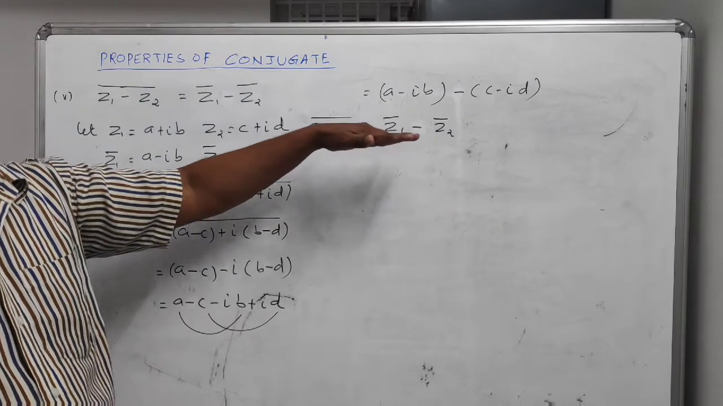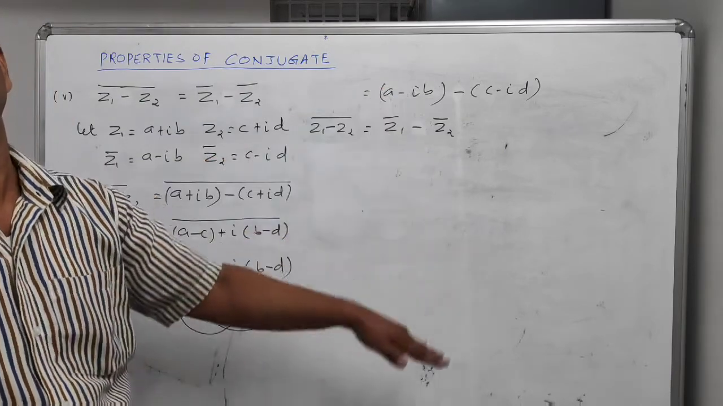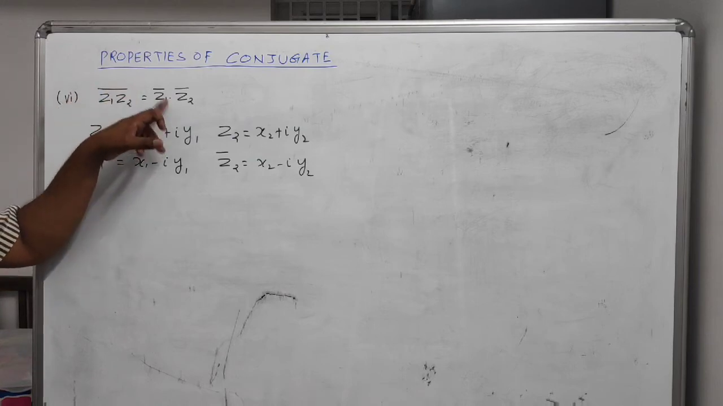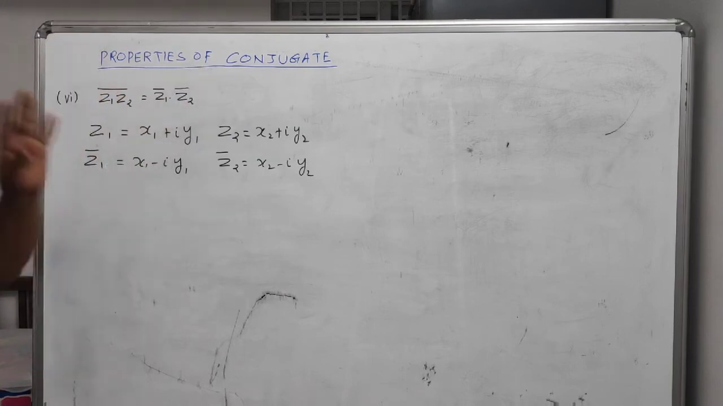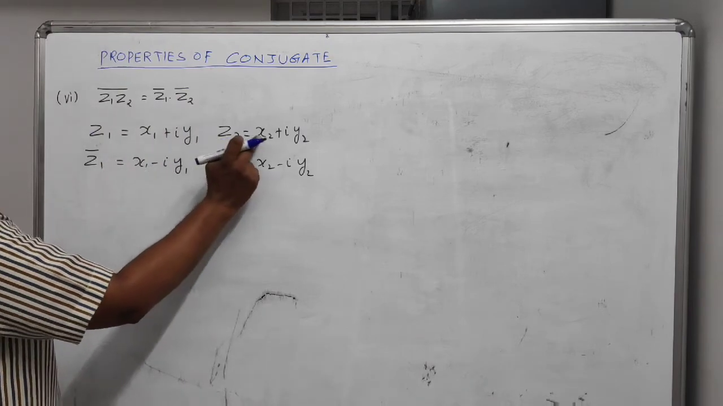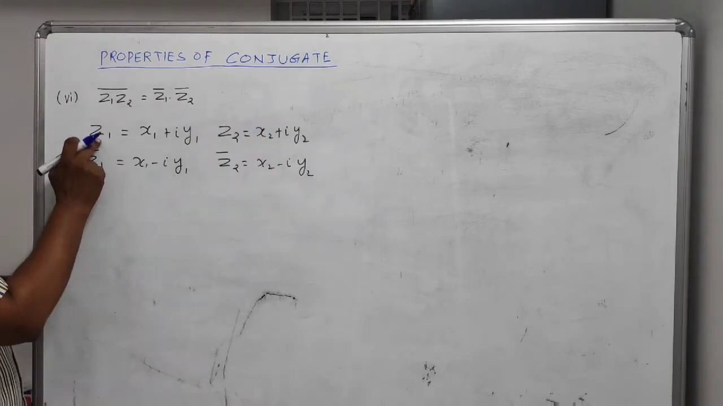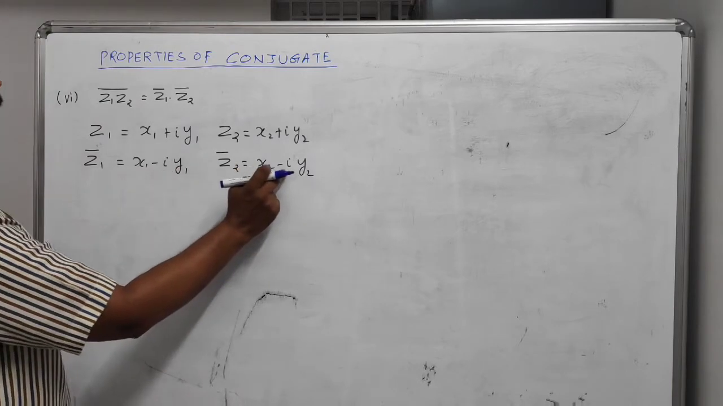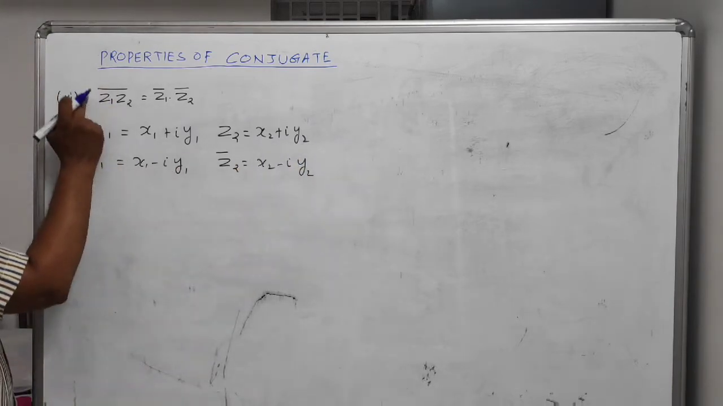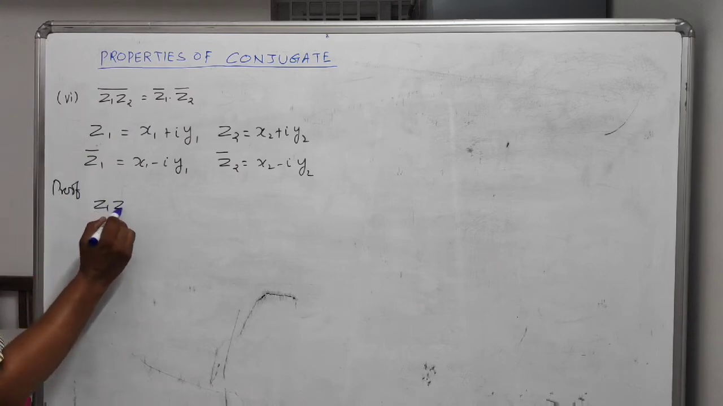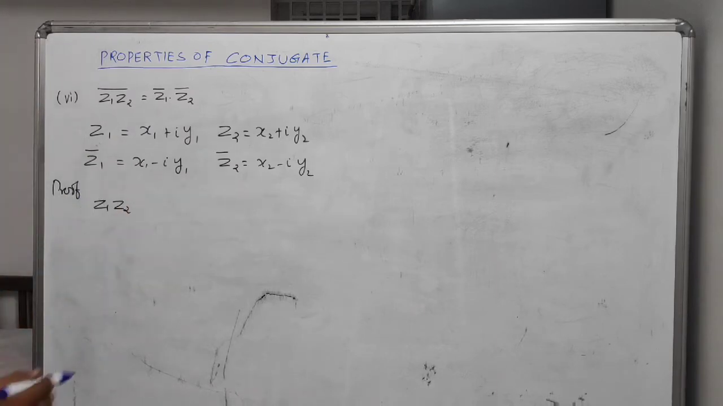Now this cannot be generalized like the sum of complex numbers. Okay, Z1 into Z2 whole bar is equal to Z1 bar into Z2 bar. For that I am considering two complex numbers, Z1 as x1 plus iy1, Z2 as x2 plus iy2. Hence their conjugates are Z1 bar is x1 minus iy1, Z2 bar is equal to x2 minus iy2. Now let us prove the LHS. First let us find the product Z1 into Z2, then we can take the conjugate.